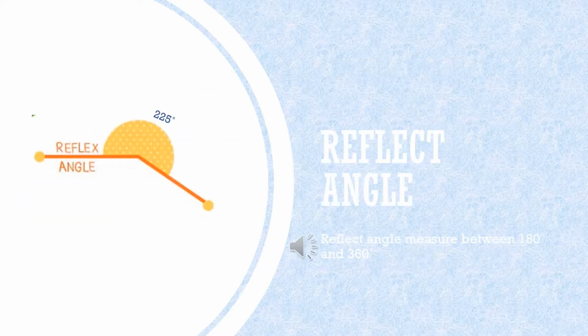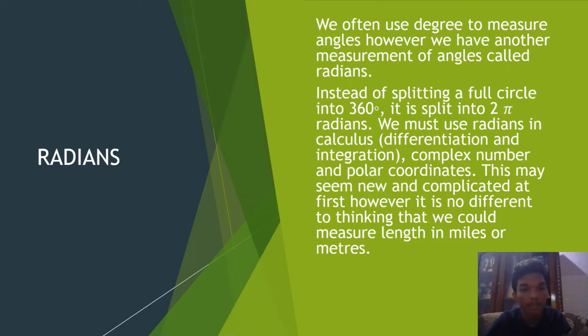The flat angle measure between 180 degrees and 360 degrees. Full circle measure exactly 360 degrees. Okay, my turn is to present about radian.